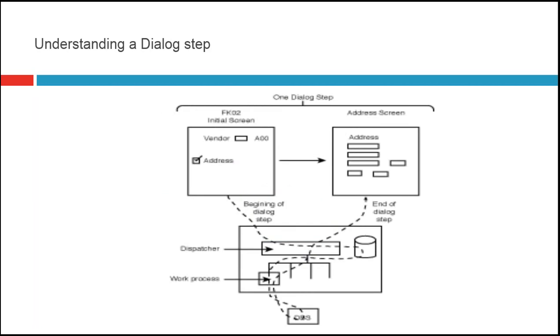So here, when the vendor enters the vendor number and clicks on the checkbox address, the vendor details are going to display. These vendor details are going to pass to the dispatcher, where we can see these dotted lines, then go to the queue, from the queue to the work process, from the work process to the database, and in turn the database will send the response to the same work process through the same dispatcher, and finally it is going to display the output.